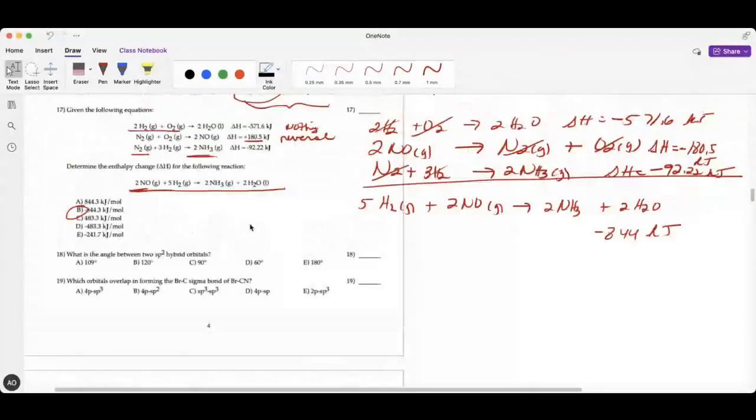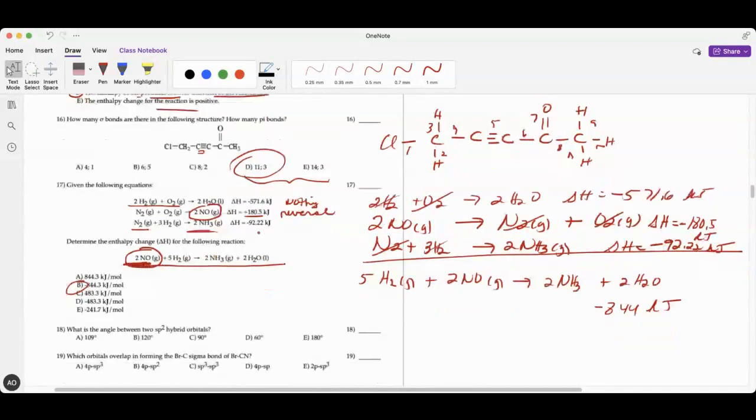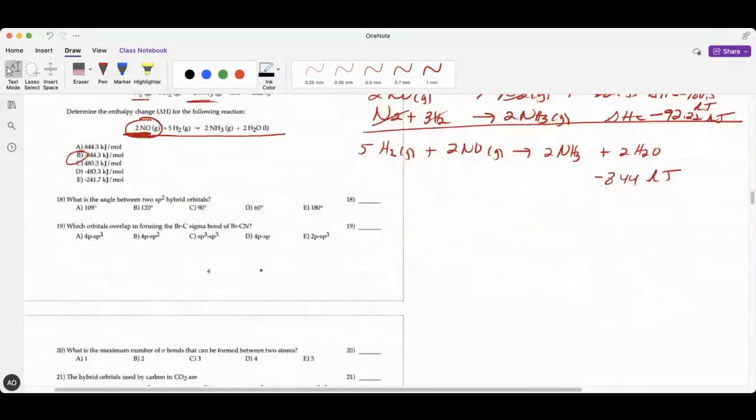Also, for 17, how do you know when to reverse the equation? Let's see, we reverse this one. The reason I reverse this equation is because here in the equation that we're looking for delta H, the nitrogen monoxide is a reactant. Here it's a product, so I have to reverse it. I see. Okay, thank you. Yeah. They're fun to do. They're like a little puzzle.